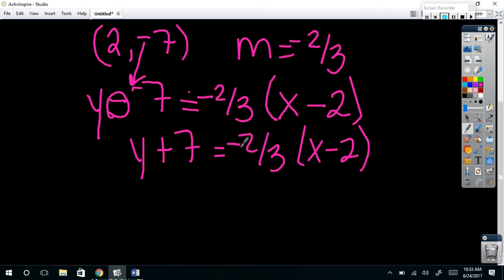Maybe another one? Yeah, let's do another one. Now I am going to get you to manipulate a little bit. Now I might be dropping it. If I don't specify what form, point slope is a perfectly acceptable form.